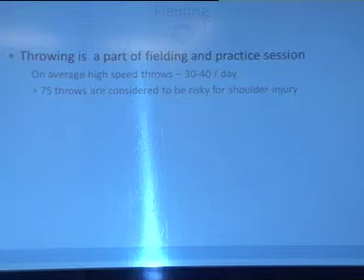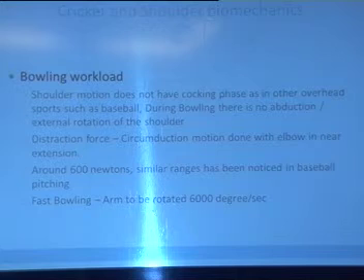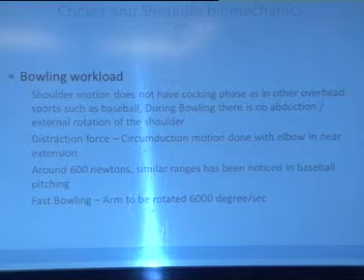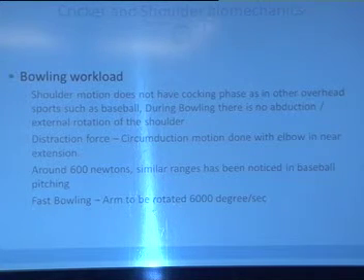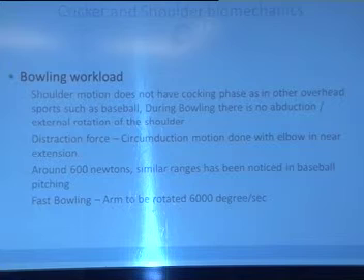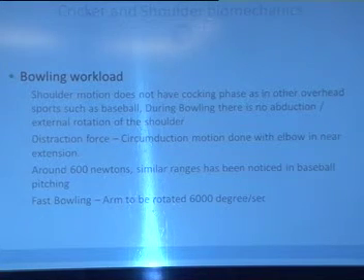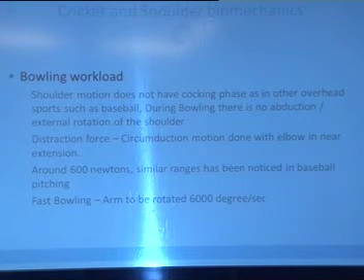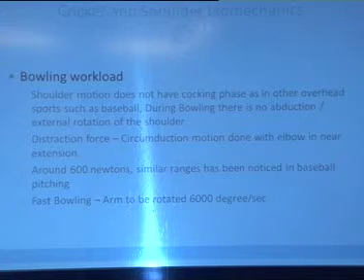Throwing is very little in cricket, but fielders on average throw about 30 to 40 per day. And more than 75 throws are considered risky for shoulder injury, which has been demonstrated in baseball studies. So regarding bowling workload, shoulder motion does not have a cocking phase at all, as you see in overhead athletes. Distraction force is more there, occurring during the circumduction, and it is recorded around 600 newtons, which is quite a high amount of force. And while bowling, the arm can be rotated at up to 6000 degrees per second, which is very high.